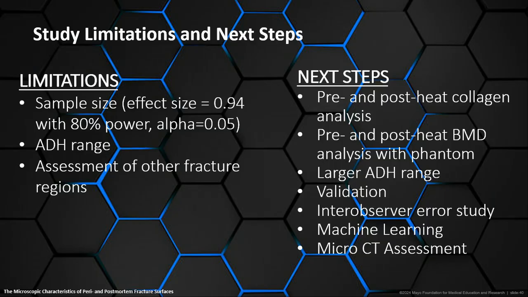Our power analysis suggests we need a larger sample size, of course, as always. We really need to be able to look at a greater span of ADH. We need to look at a greater range of individuals, of course. And we also need to calibrate the data in some additional ways. So we need more bone density studies, pre and post heat, collagen analyses, pre and post heat, and additional SEM evaluation and validation. Then inter-observer error and machine learning to streamline this assessment process.